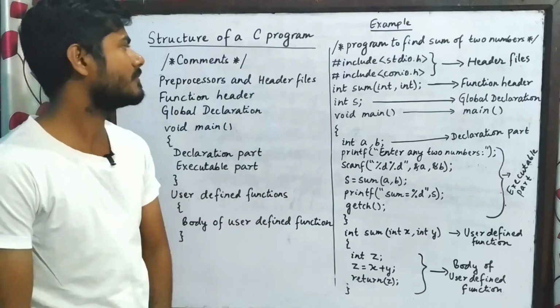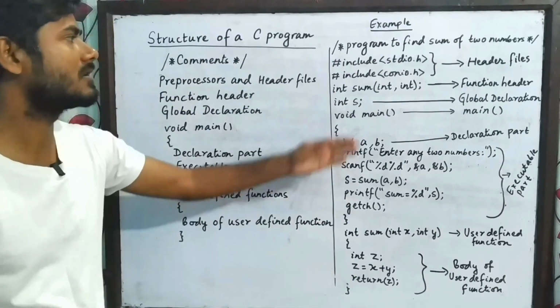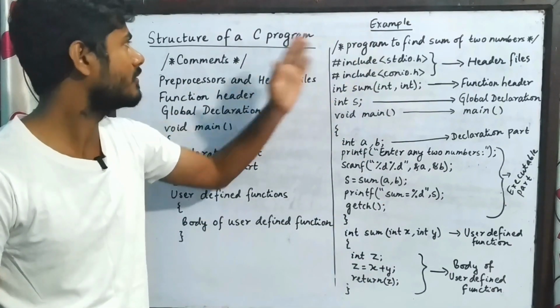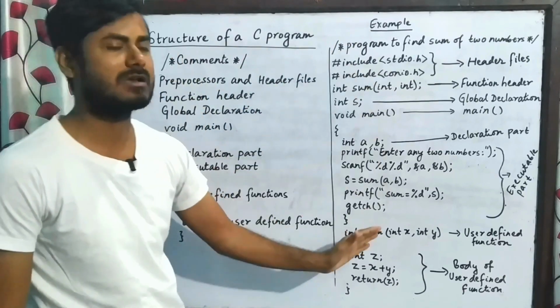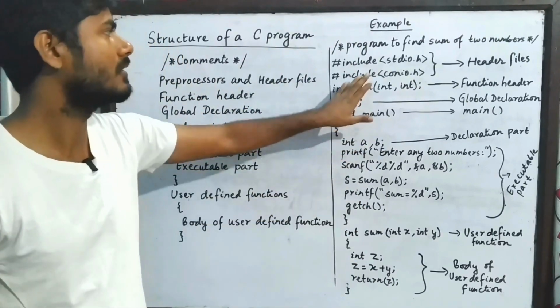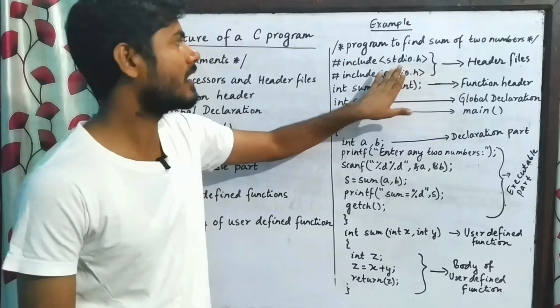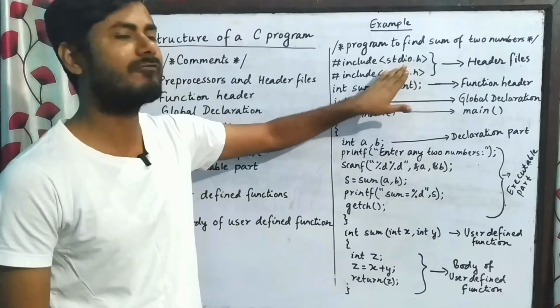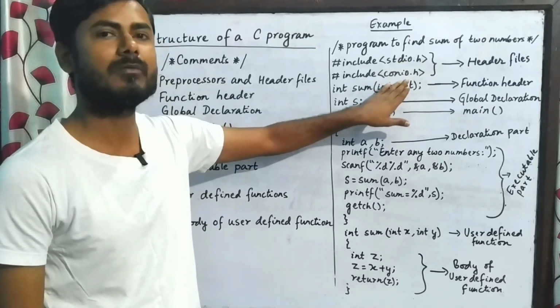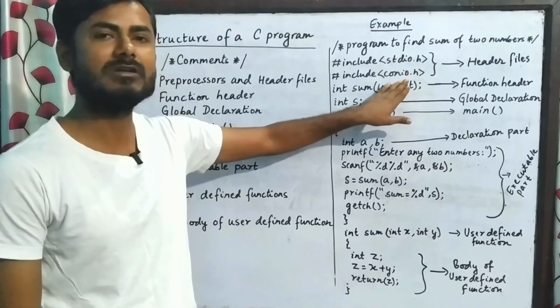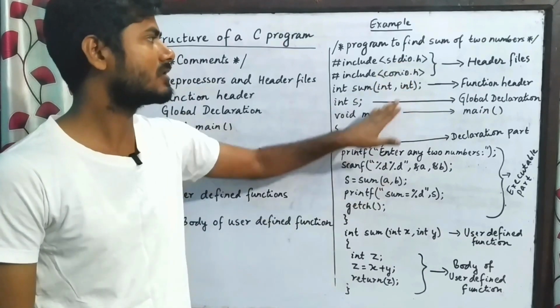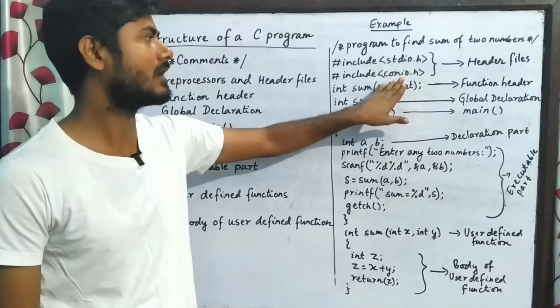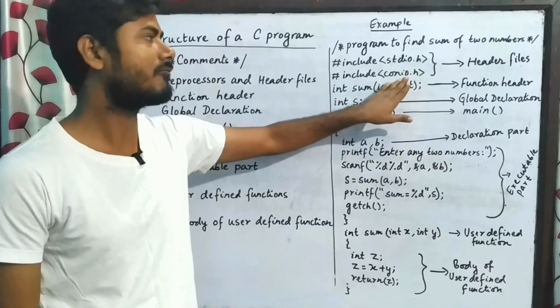Then there is the preprocessor and header files. Here you can see one example. Following the basic structure, one example has been given here. So here are the header files, stdio.h and conio.h. These are the two header files. About this, detailed information we will discuss in coming lectures. So stdio.h and conio.h are the two basic header files.